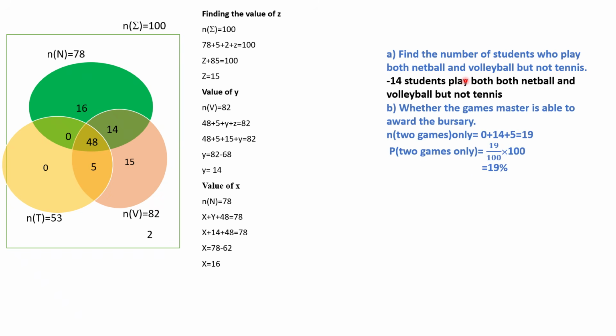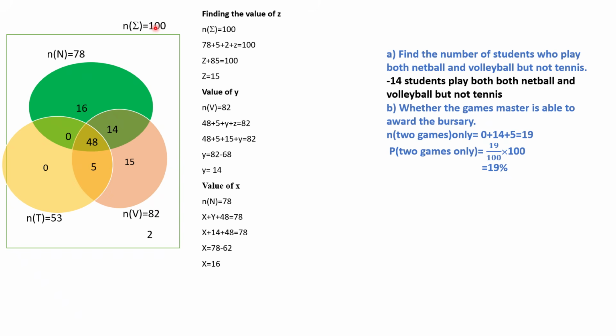Then we had a decision that a games master had to make. They are saying that he would only award the bursary if the probability of those who play only 2 games were less than 50%. And here we can see that those who play only 2 games, I have 0, I have 5, I have also 14, and I have the answer as 19. So the probability of those who play only 2 games, we have 19 over 100.